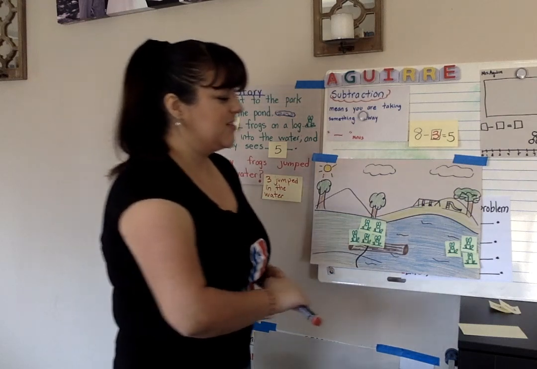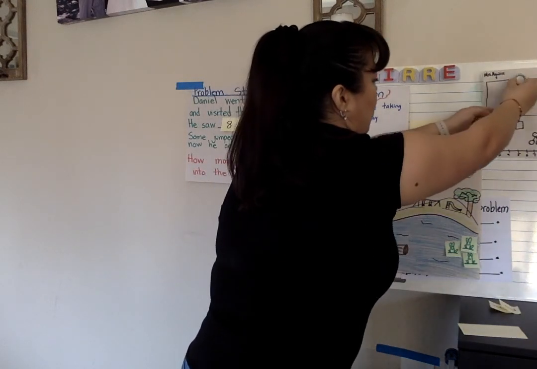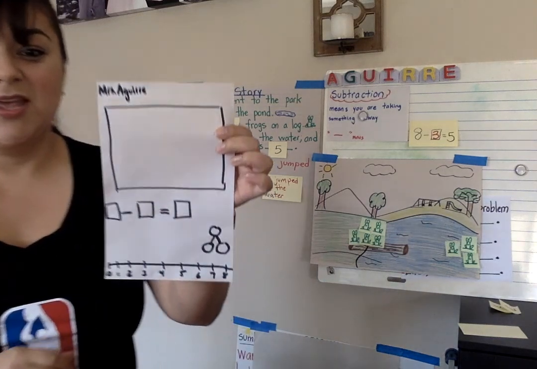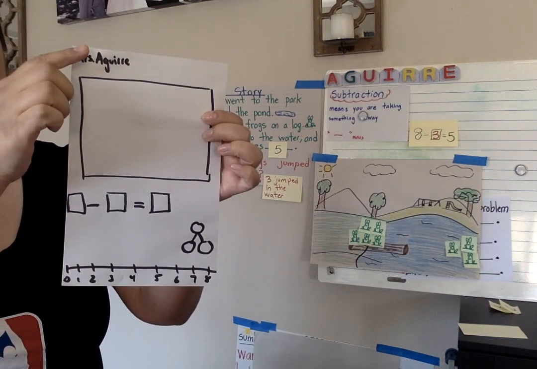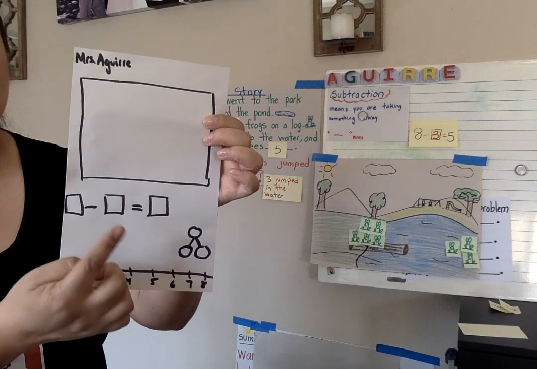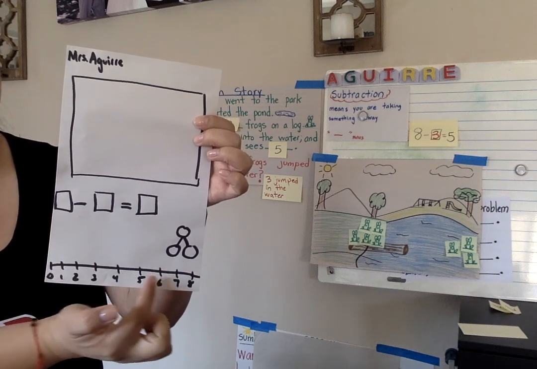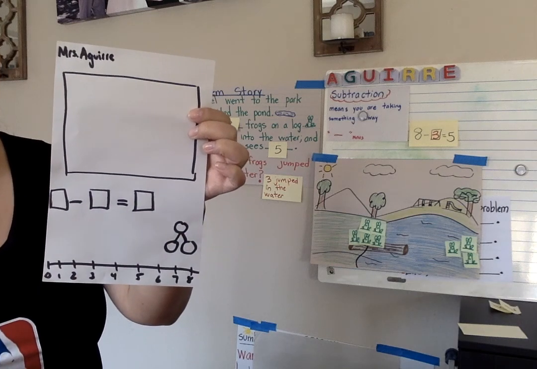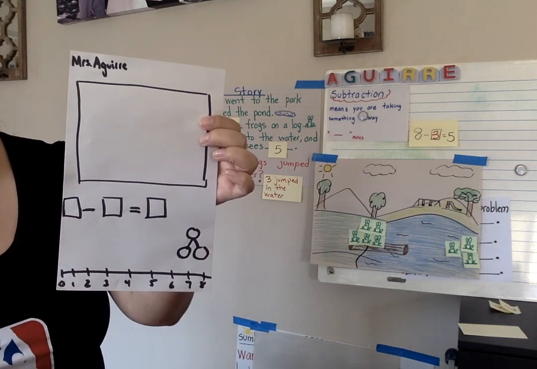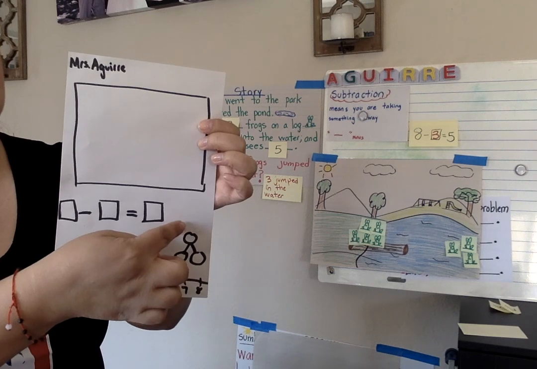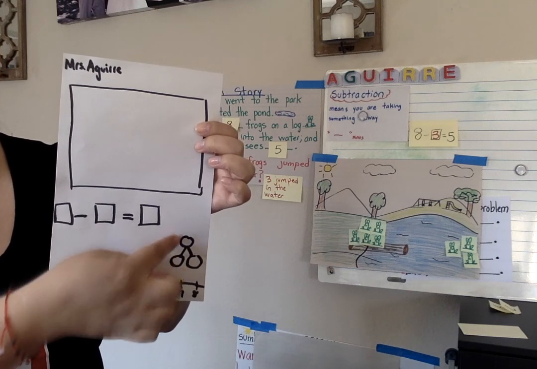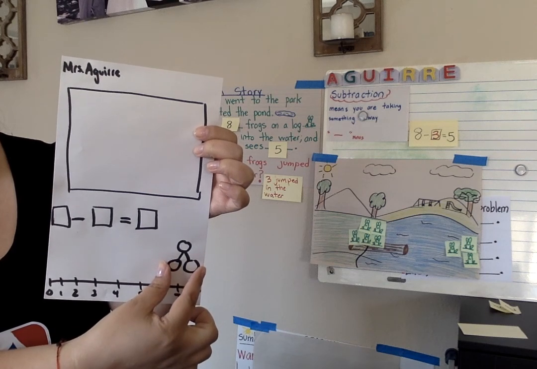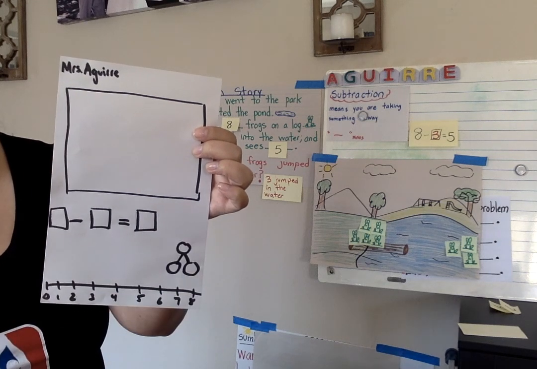Okay, so for today's work, you can grab any piece of paper, write your name. You can solve by drawing a picture, doing an equation, using a number line, or doing part whole. So you can find the missing numbers if you break it up. So if I had 8, 8 is made of 5 and 3. And those two numbers together make 8.